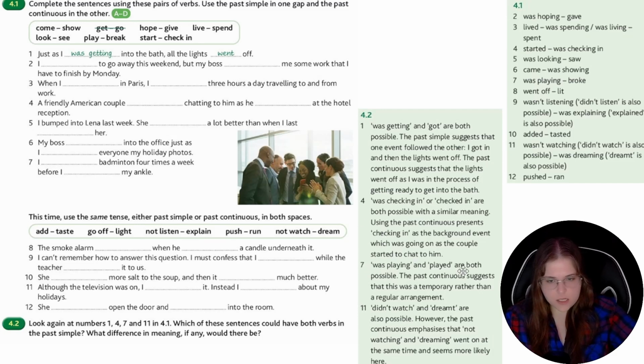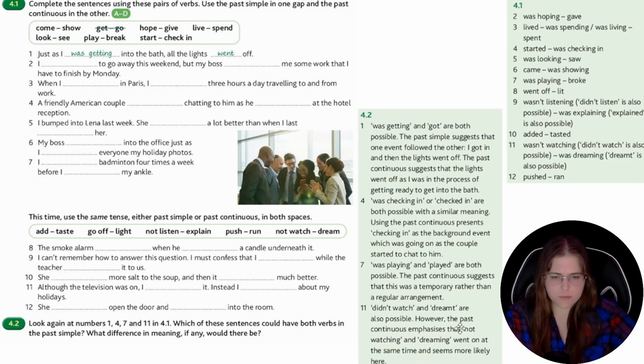Was playing and played are both possible, but the past continuous suggests that this was a temporary rather than a regular arrangement. Great. And the last one: although the television was on, I wasn't watching it. Instead, I was dreaming about my holidays. Didn't watch and dreamt are also possible. However, the past continuous emphasizes that not watching and dreaming went on at the same time and seems more likely here.